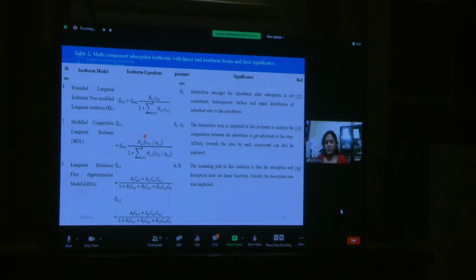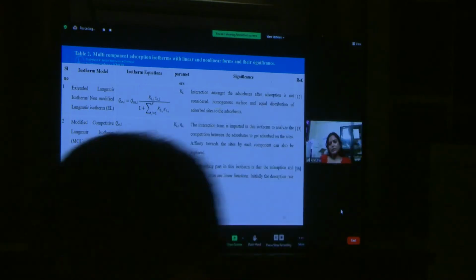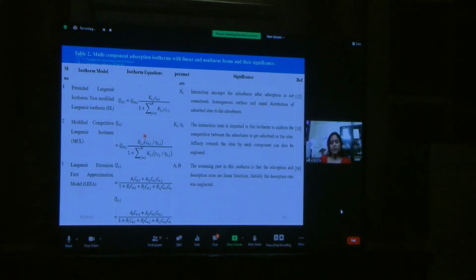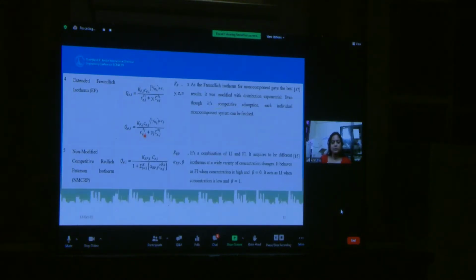What is an affinity parameter? For example, take lead and chromium, arsenic and fluoride. When they are present in water and we apply an adsorbent such as activated carbon, there will be an affinity towards it. Maybe the activated carbon has more affinity towards lead, or towards chromium. All this is defined by multi-component adsorption. So I have given 25 multi-component and 10 monocomponent isotherms.